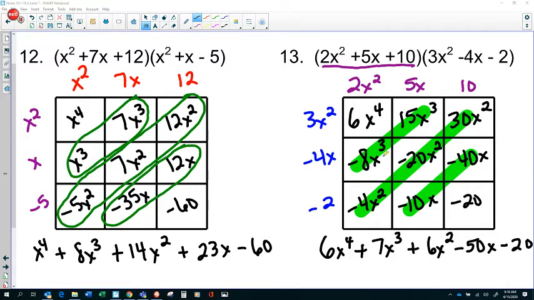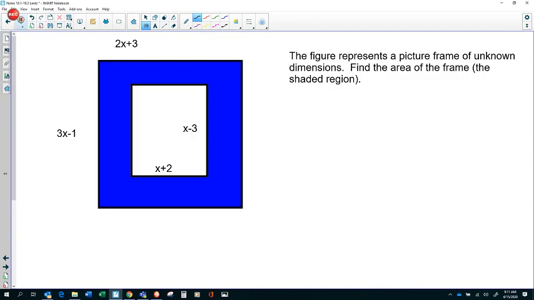Again, I can combine my x cubes, which gives me 7x cubed, combine my x squared, which gives me a positive 6x squared, and then I combine my x to the first power, and those are going to be negative 50x. We've got one more slide. It's kind of a real-world problem. This figure represents a picture frame.